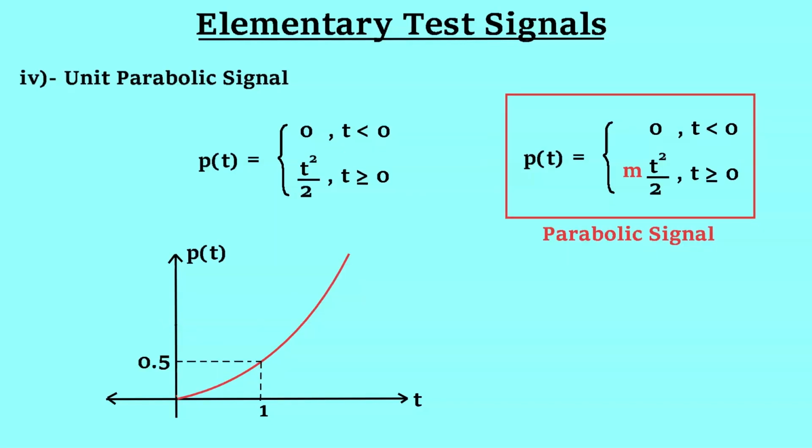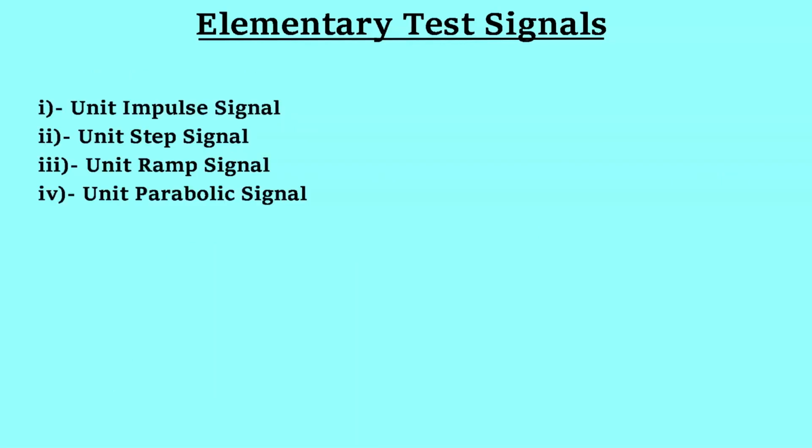Similarly, we have the unit parabolic signal. A general parabolic signal is equal to 0 when time is smaller than 0 and is equal to mt squared divided by 2, where m is a real number and t is the time greater than or equal to 0. If the value of m becomes equal to 1, then it becomes the unit parabolic signal. These are the 4 elementary test signals which are used for testing and certification of various electronic components.